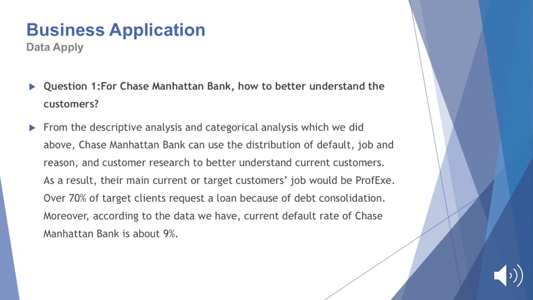For question one, because we have already analyzed all the data, we have a better understanding of our customers' jobs and their current situation. And moreover, according to the data we have, the current default rate for Chase Manhattan Bank is about 9%.